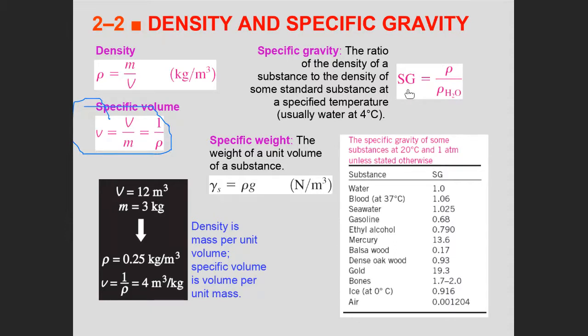SG, specific gravity. So if SG is higher than 1, that means what? Do I have a fluid heavier or lighter than water? Heavier. If I have SG, specific gravity, less than 1, that means this fluid is lighter than water.